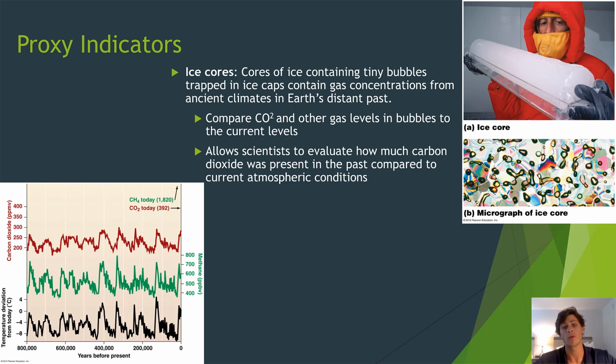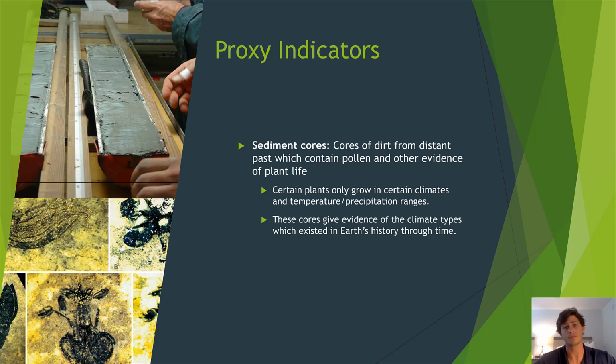It shows how the concentrations of greenhouse gases and other gases have changed going back millions and millions of years. So this allows scientists to simply evaluate how much carbon dioxide was present in the distant past versus how much carbon dioxide is present now. And that's how we have established that the concentrations of carbon dioxide now are the highest that we've seen in around 80,000 years, because we are relying again on those ice cores.